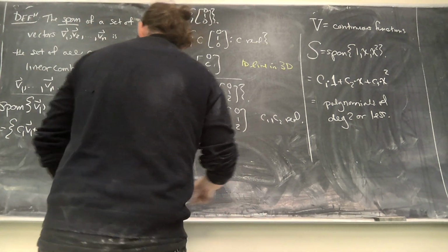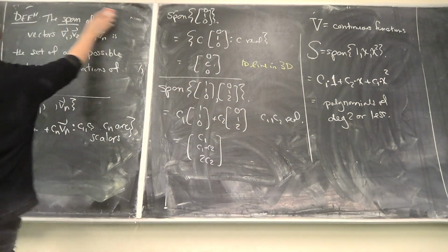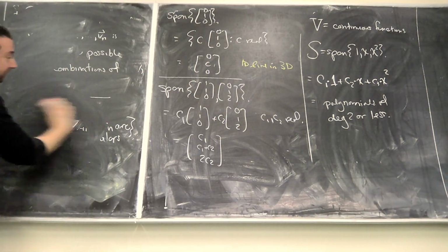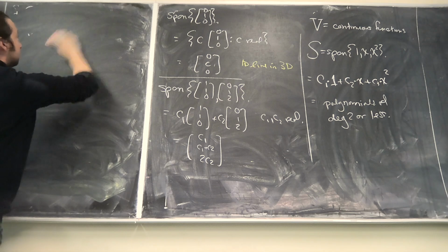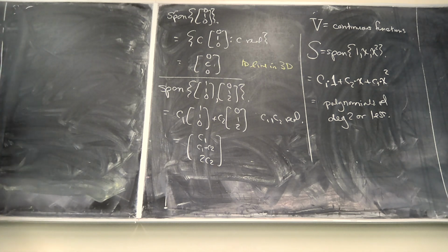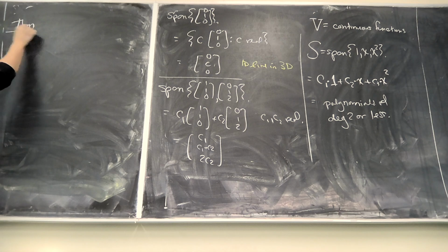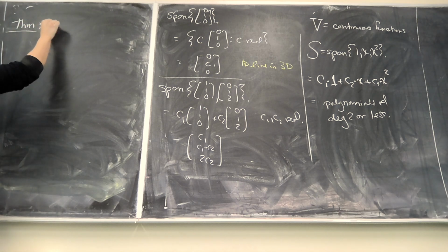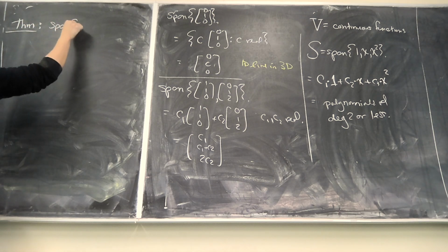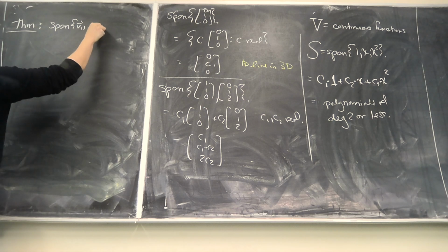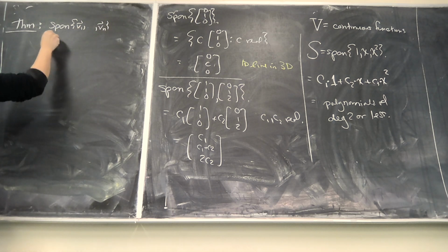Okay, let's do this. So one of the nice things about spans, about the nicest objects that you can work with in linear algebra, are subspaces. And it's not hard to show that the span of a collection of vectors is a subspace.